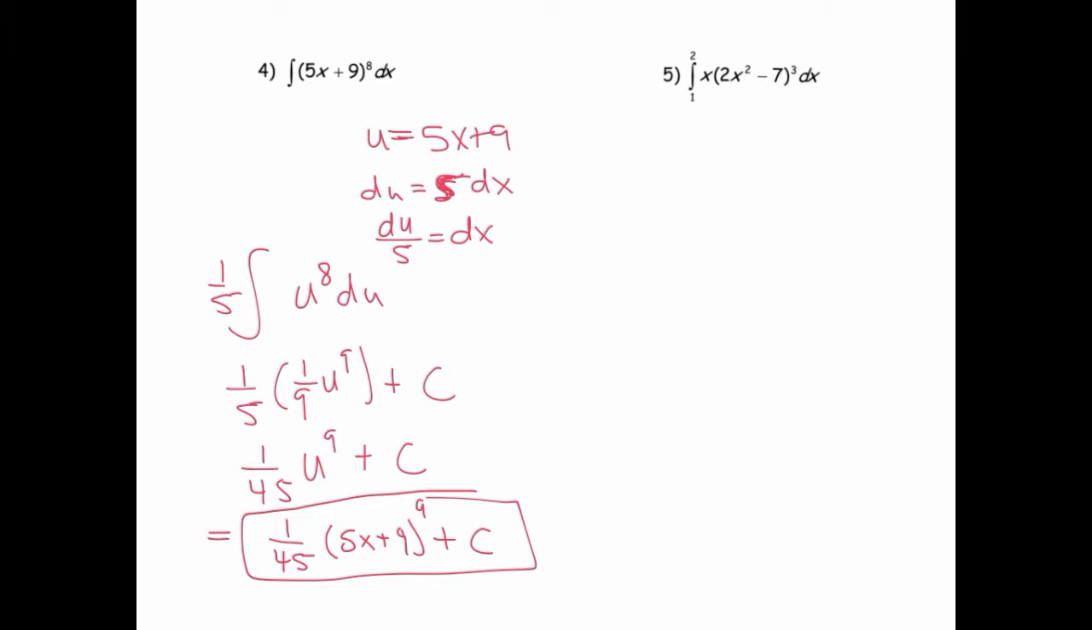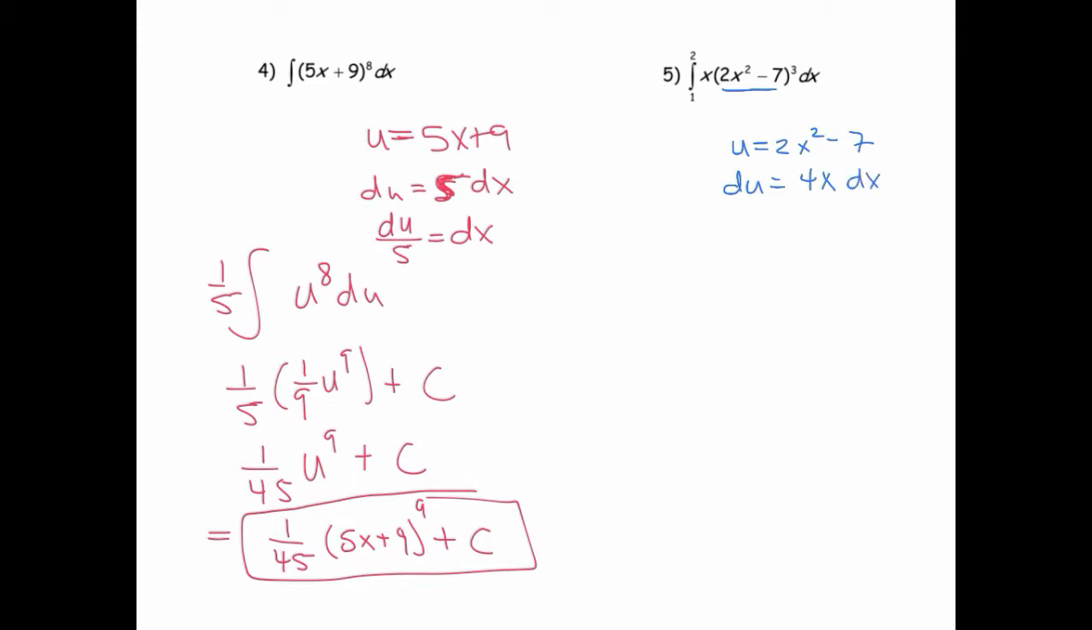that 2x squared minus 7, if you take that derivative, you get 4x. And I don't have a 4x in this problem, but I do have an x. And that 4 is not really an issue. We can take care of that constant and kind of work with it. So I'm going to let my u be the 2x squared minus 7. And that lets my du become 4x dx.